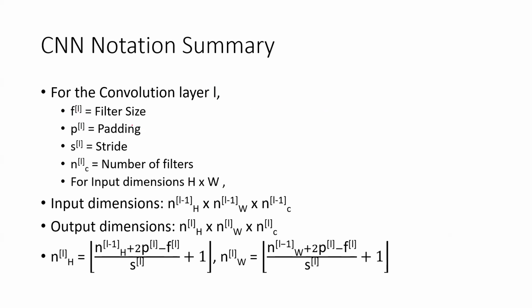So for the convolutional layer L, the filter size used can be represented by FL, and the padding for the convolutional layer can be denoted by PL, stride as SL, and NCL as the number of filters.